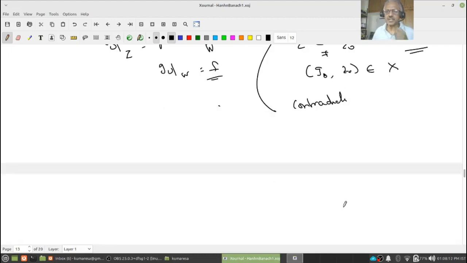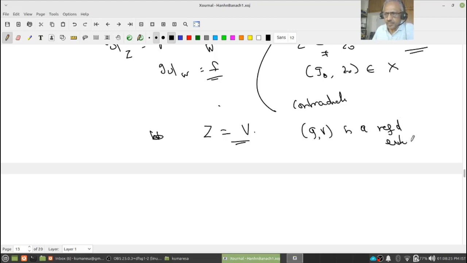So what does this contradiction show? This contradiction shows that my z must be v. So as I claimed earlier, therefore gv is a required extension of f on w.